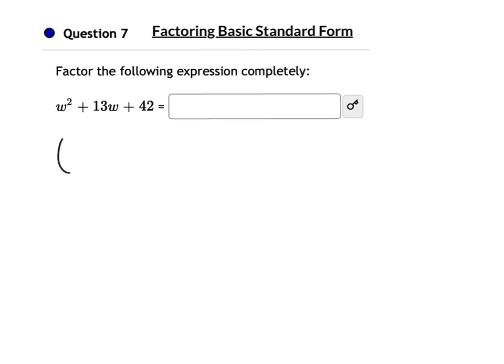Question 7. We know that w times w is w squared. This number times this number is positive 42. The signs are either 2 positives or 2 negatives. The middle is a plus. It's going to be the 2 positives then. Factors of 42 that add to 13. That would be 6 and 7. 6 times 7 is 42, and 6 plus 7 is 13.